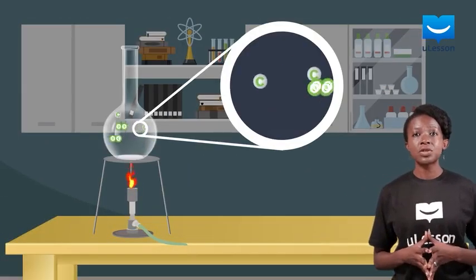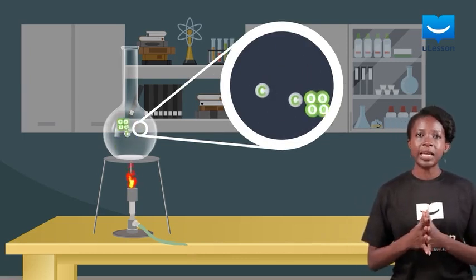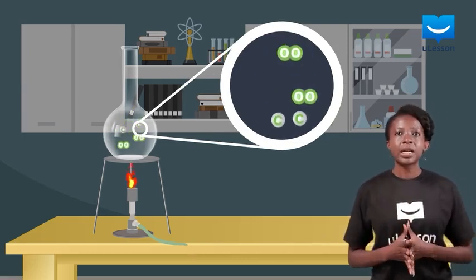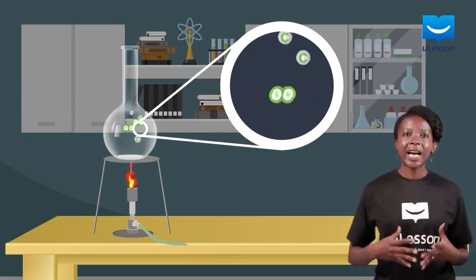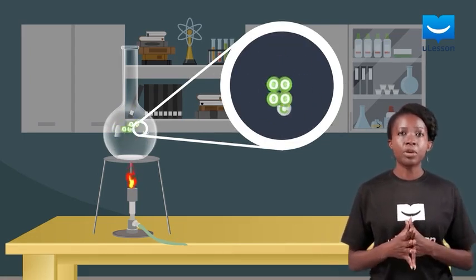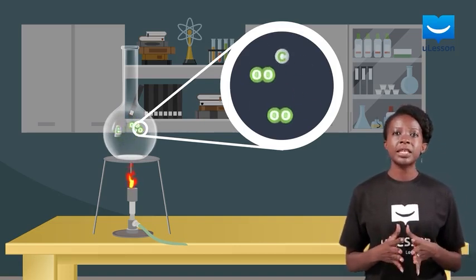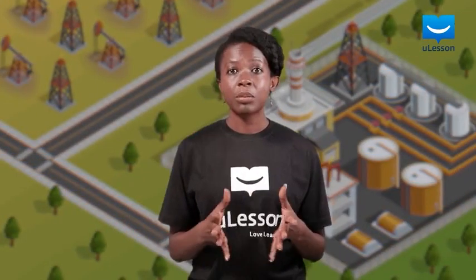So carbon and oxygen left in a container will collide, but there won't be any effective collisions because they need to achieve the activation energy of the reaction before they can form products. There's another factor that determines the effectiveness of collisions, but we will discuss that in the next lesson.